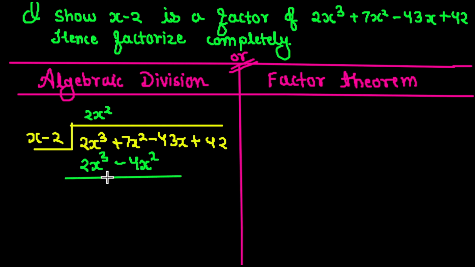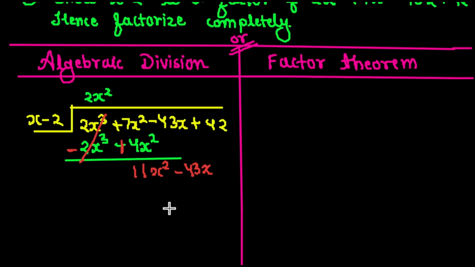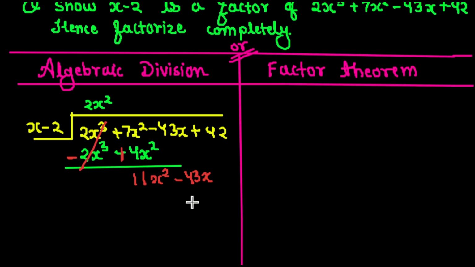Now this is an important step. Mostly students miss out on this one, and that's why their next step is wrong. So minus and minus makes it a plus. So cancel, 7 plus 4, right? So 11x squared, and you get down the next term, 43x. We will take this down later. So you only take down the next term: 11x squared minus 43x.